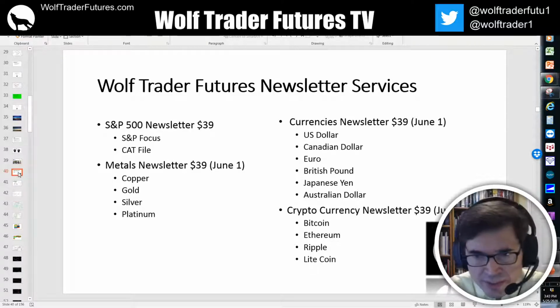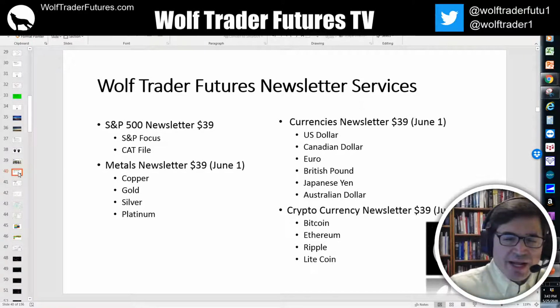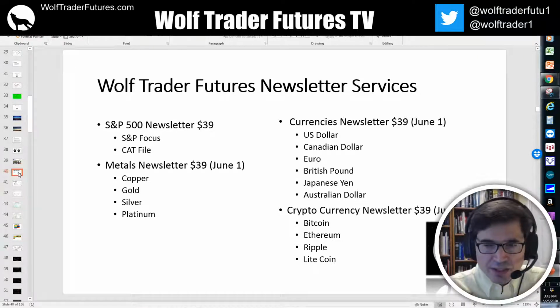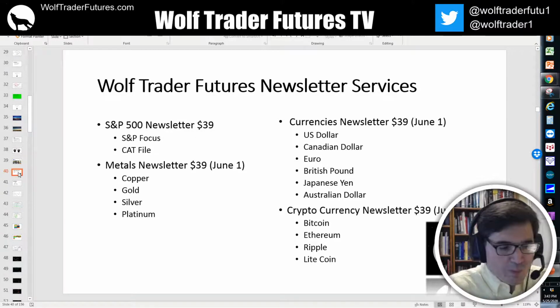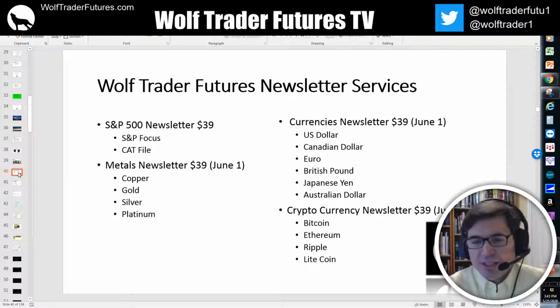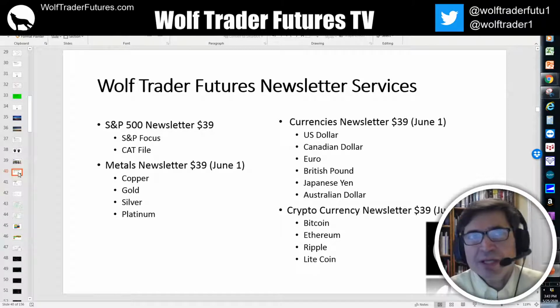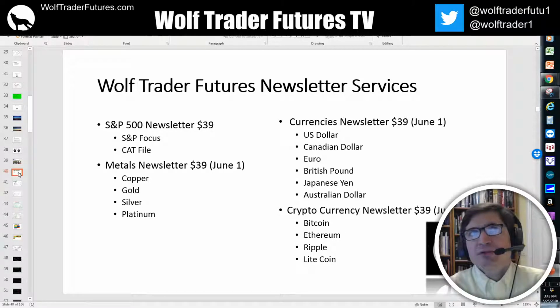So the metals newsletter has 4 symbols. It's going to be copper, gold, silver, and platinum. And the currencies has a few more. We have the US dollar, the Canadian dollar, the euro, the British pound, Japanese yen, and the Australian dollar. And the cryptocurrencies have Bitcoin, Ethereum, Ripple, and Litecoin. Those pretty much track each other closely, but there are some differences in those cryptocurrencies. And I'm going to show you how Bitcoin has tracked in the last month shortly here.